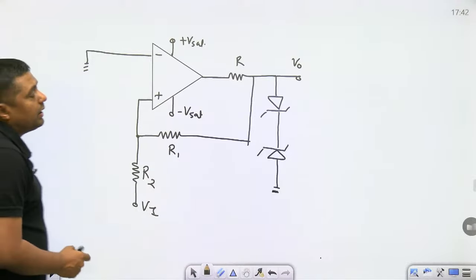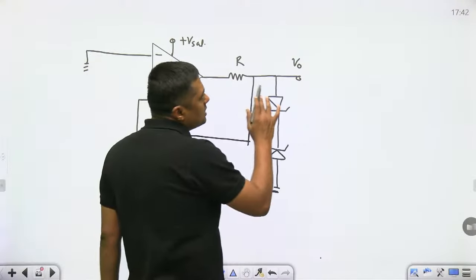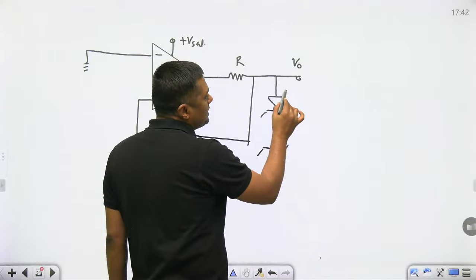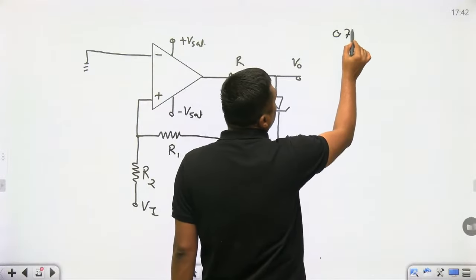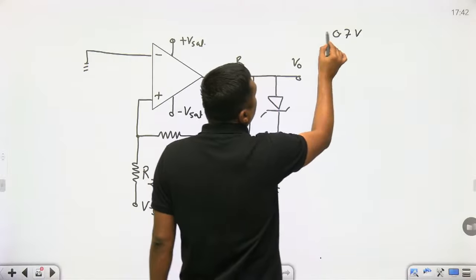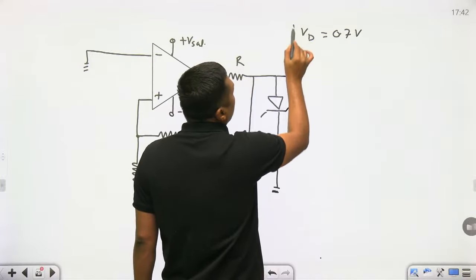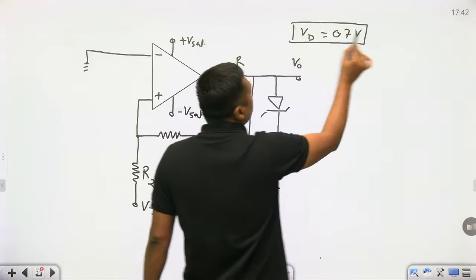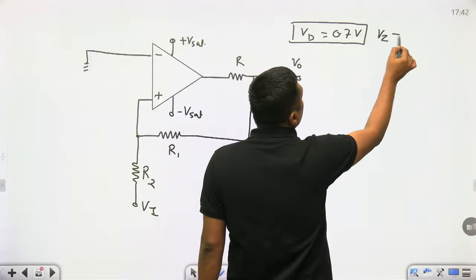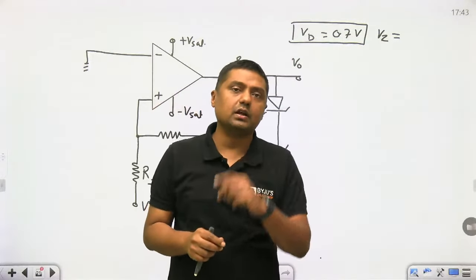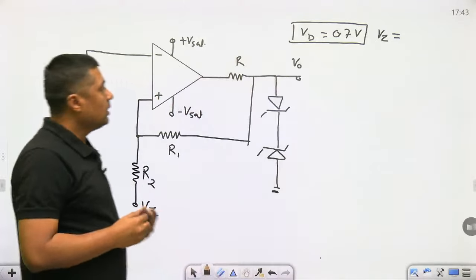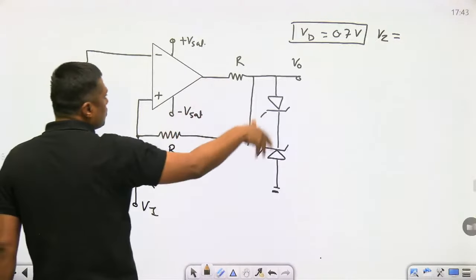Okay. And suppose it is a silicon diode in forward bias with 0.7 volt, then what should be the rating of the Zener diode breakdown voltage? In forward bias, it has 0.7 volt. What should be the value of VZ so that we are getting plus 10 volt and minus 10 volt? And both the diodes are identical. Give me the answer. We are using these diodes to limit the output.